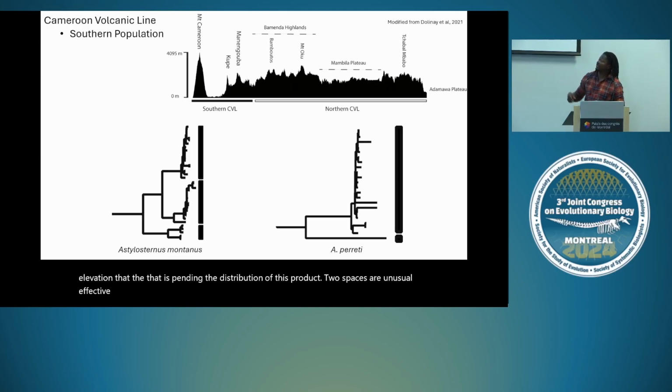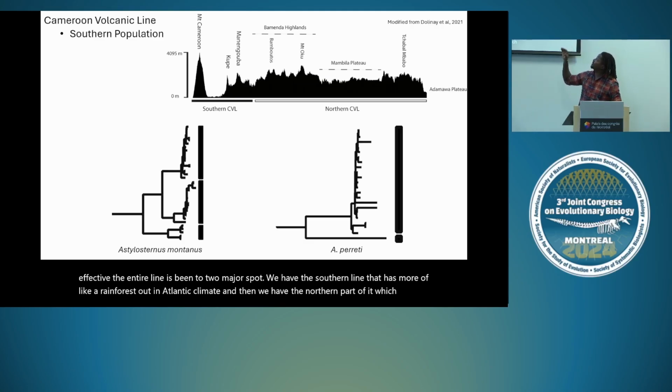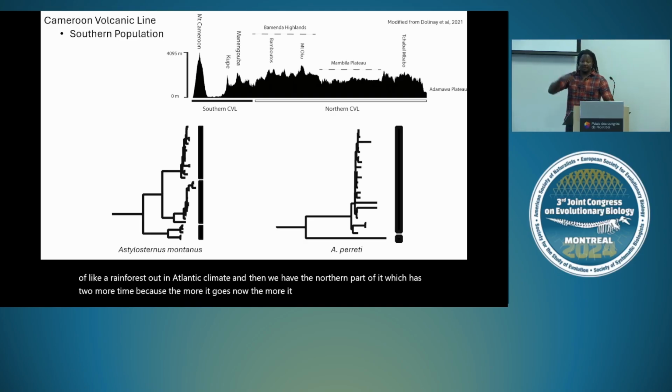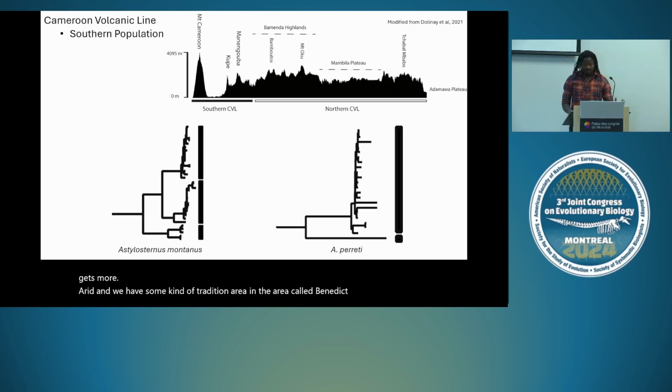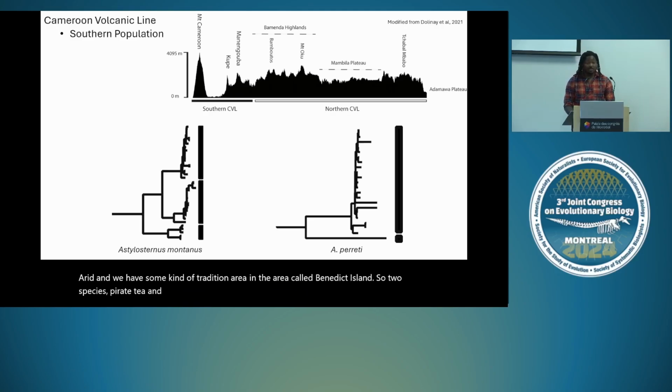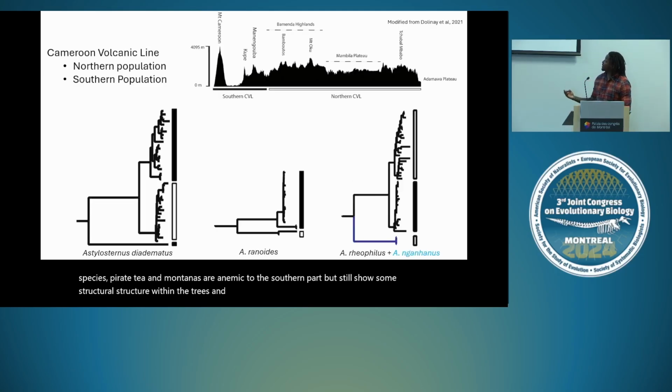The entire Cameroon volcanic line is split into two major spots. We have the southern Cameroon volcanic line, which has more of a rainforest, southern Atlantic climate. And then we have the northern part of it, which has two more types because the more it goes north, the more it goes toward the desertic area. So it gets more arid, and we have some kind of transition area called the Bamenda Highlands. So two species, parity and montanus, are endemic to the southern part, but still show some phylogenetic structure within the trees. And then we have these three other groups which have a distribution spanning both the southern part and the northern part.